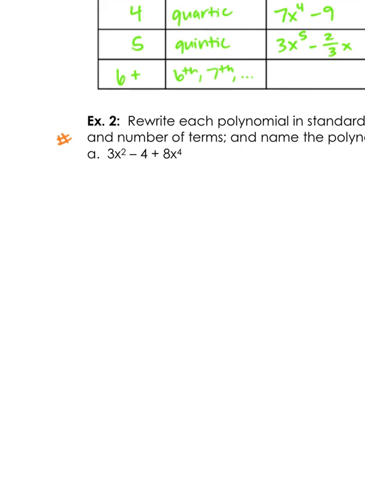All right, so first I'm going to write this in standard form. So highest degree to lowest degree. So this one has a degree of 2. This one has a degree of 0. And this one has a degree of 4, so we're going to start off with that one. So this is going to be 8x to the 4th. My next highest degree is this 3x squared, so plus 3x squared. And then my lowest degree is my constant, minus 4.